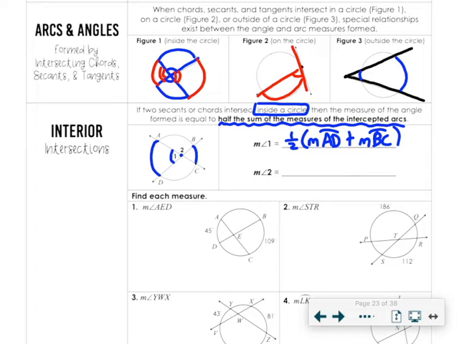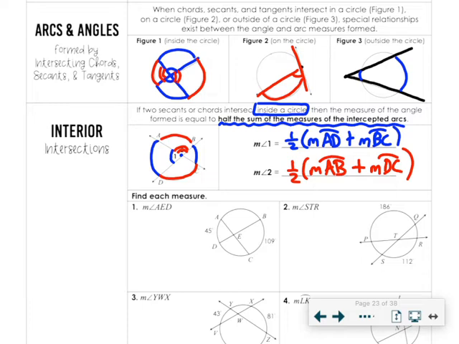It works for angle 2 as well. This angle, angle 2, is going to be equal to 1/2 of this arc, arc AB, plus this other arc, DC. So inside intersections form two sets of arcs, and the angle on the inside is equal to half of the two arcs added together on the outside. So that's a little bit about how it works. I think some examples will help with this.